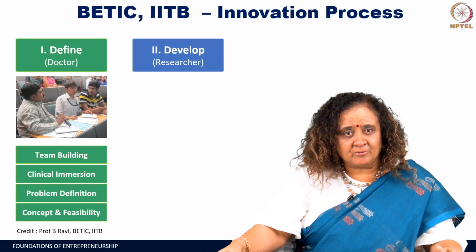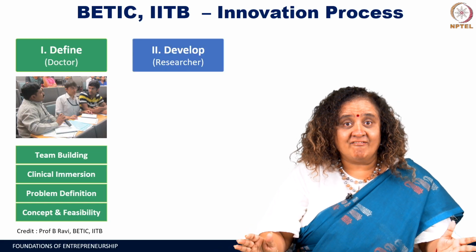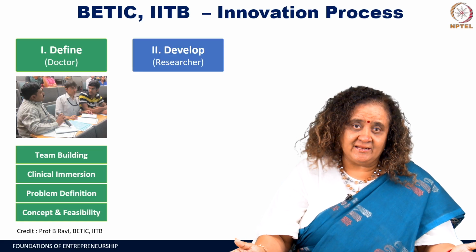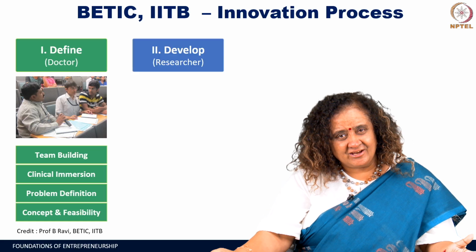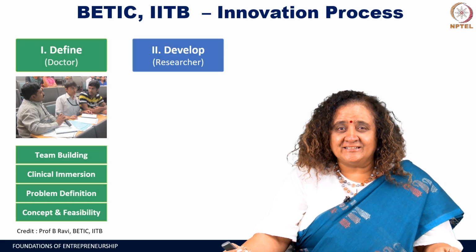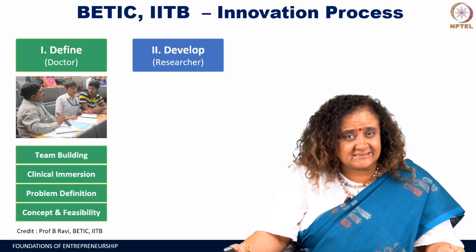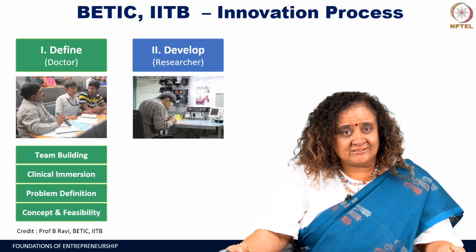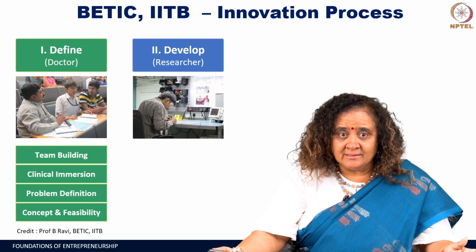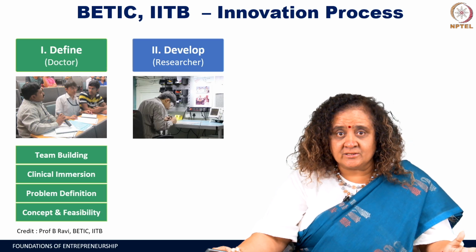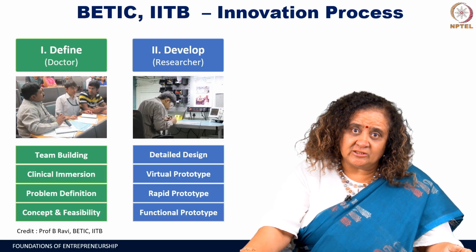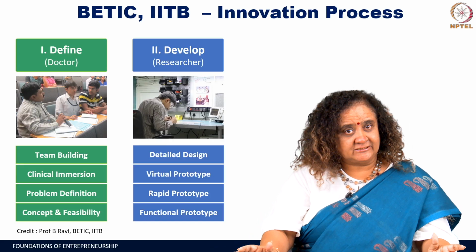The second step of the process is develop, which means having defined the problem and the need, now we need to go find a solution for it. And here the answer is researcher, but it typically is a research team. It is never a single person that actually does all of the research and development. This is a picture from the Betic lab, somebody working with an instrument on a device that needs to be created. And what happens in this process is the entire design process.